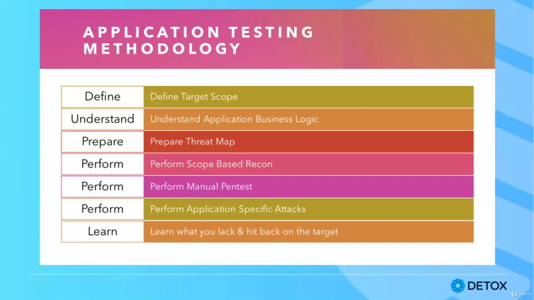Now, it comes to performing a scope-based recon. We have already discussed scope-based recon in the last series of videos, how we can perform it. Let's say you have a single URL, we will consider it a single or small scope. You have wildcard URLs, let's say *.target.com, we will consider a medium scope. And if you have everything owned by the company in scope, that's a large scope, right?